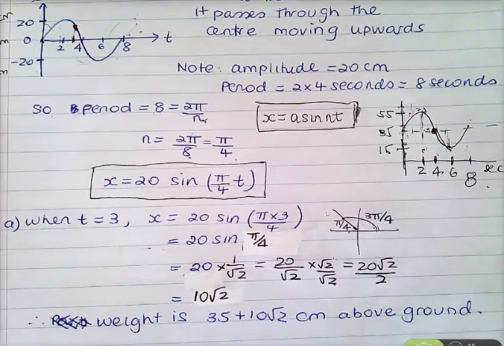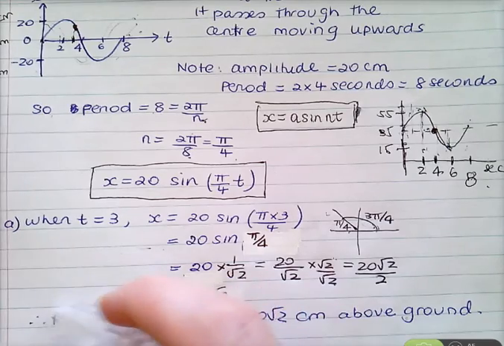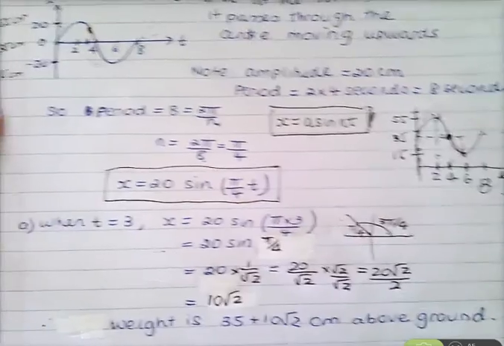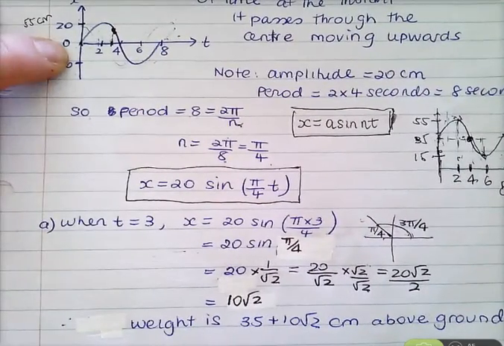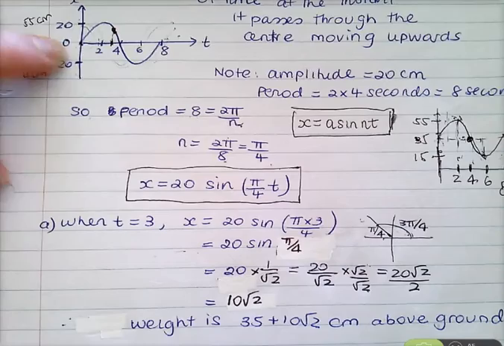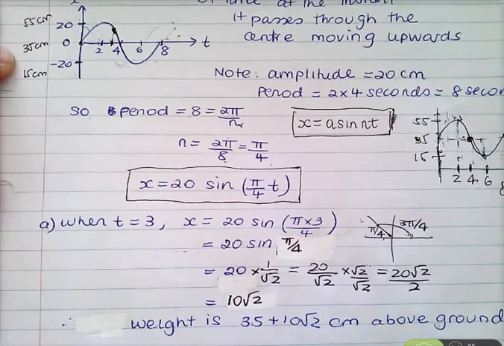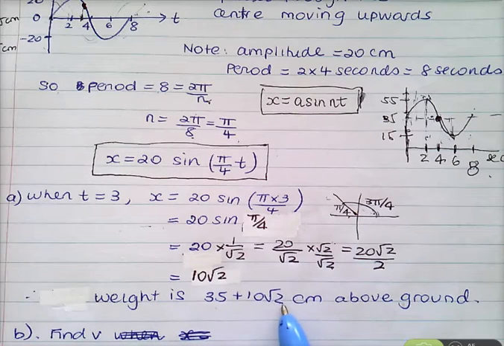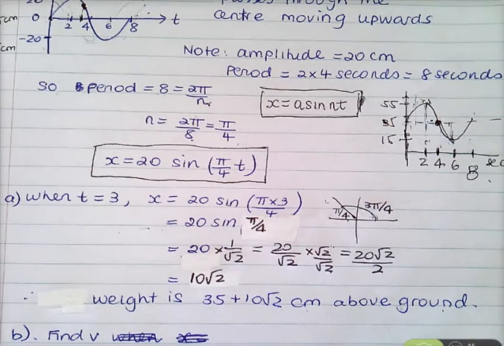So therefore, you've got to be careful, because remember, with your graph, position 0 is actually 35 centimetres above the ground. So the weight is 35 centimetres plus another 10 root 2 centimetres above the ground. So please don't forget to do that step, okay?